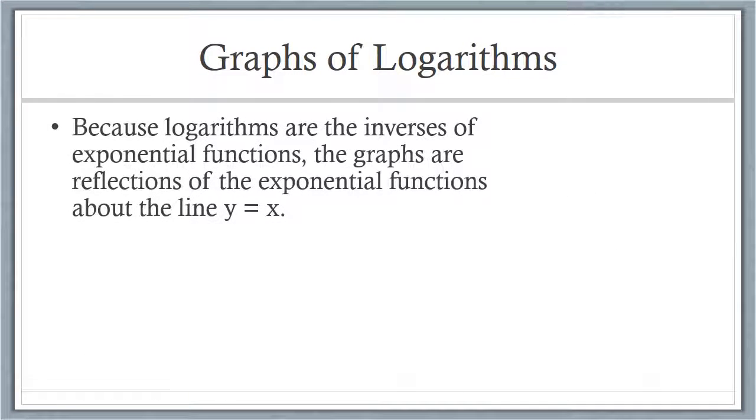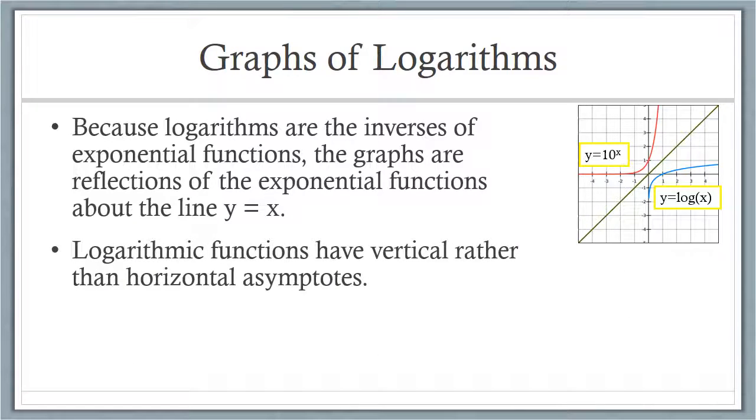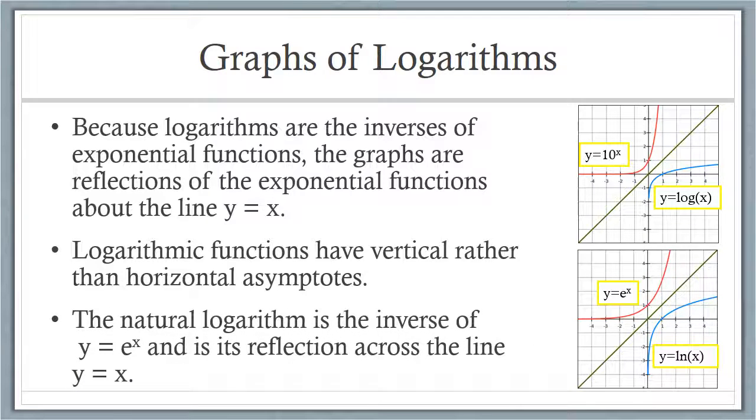Logarithms are the inverse of the exponential functions. The graphs are reflections of the exponential functions about the line y equals x. So here you see y equals 10 to the x and y equals the common log of x. The green line is the line y equals x, and you can see how the red and the blue are reflections of each other around that line. The logarithmic functions have vertical asymptotes rather than horizontal. Again, it makes sense. The exponentials have horizontal, logarithmic have vertical. The natural logarithm is the inverse of y equals e to the x, so you can see again the reflection across the line y equals x.